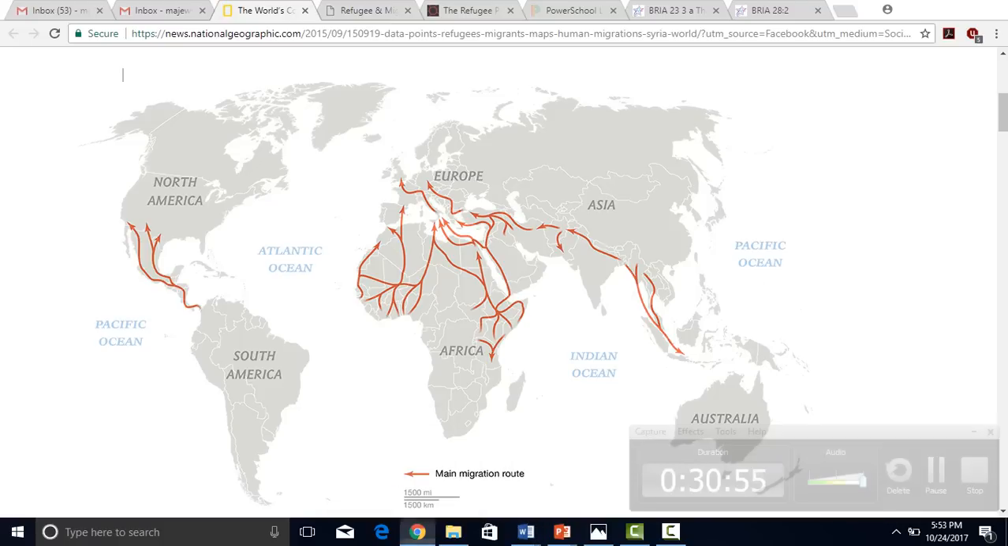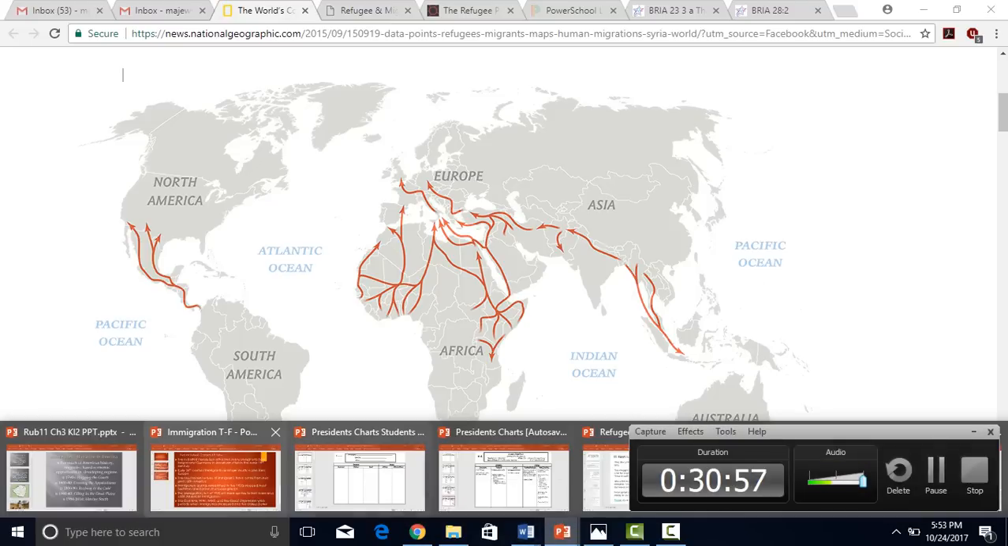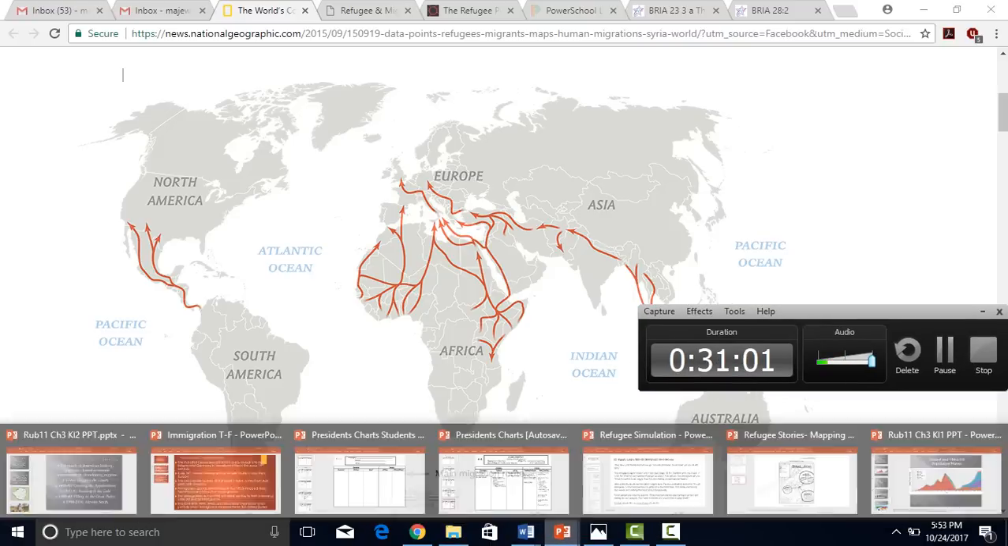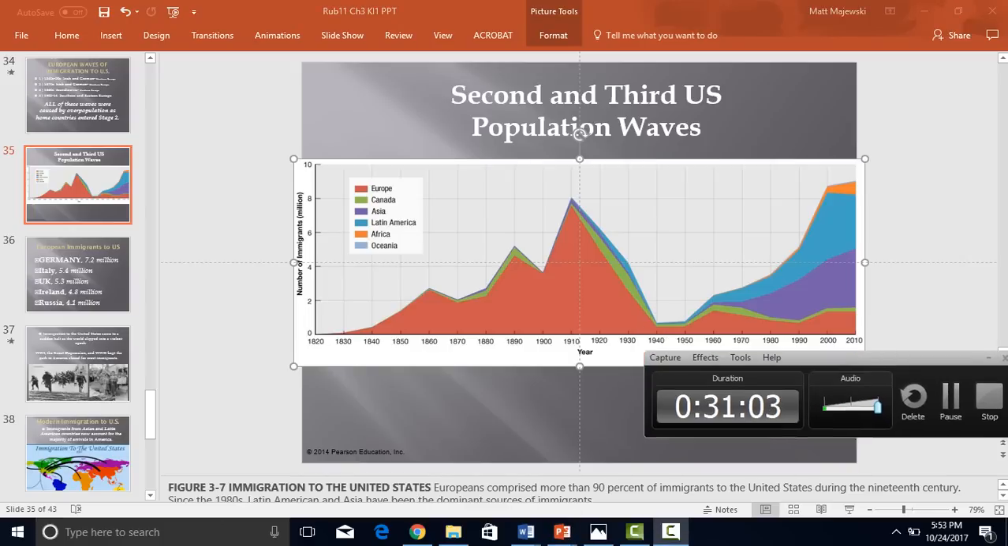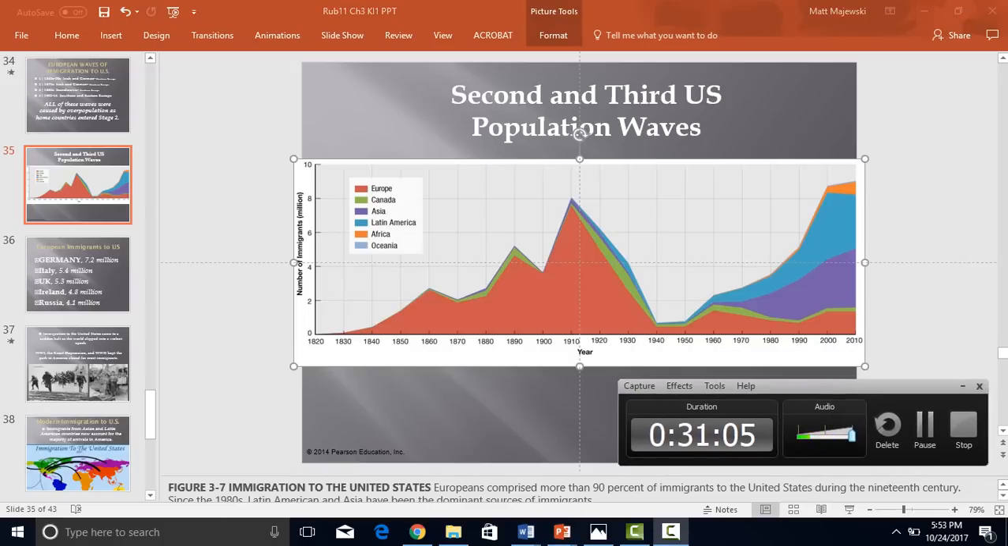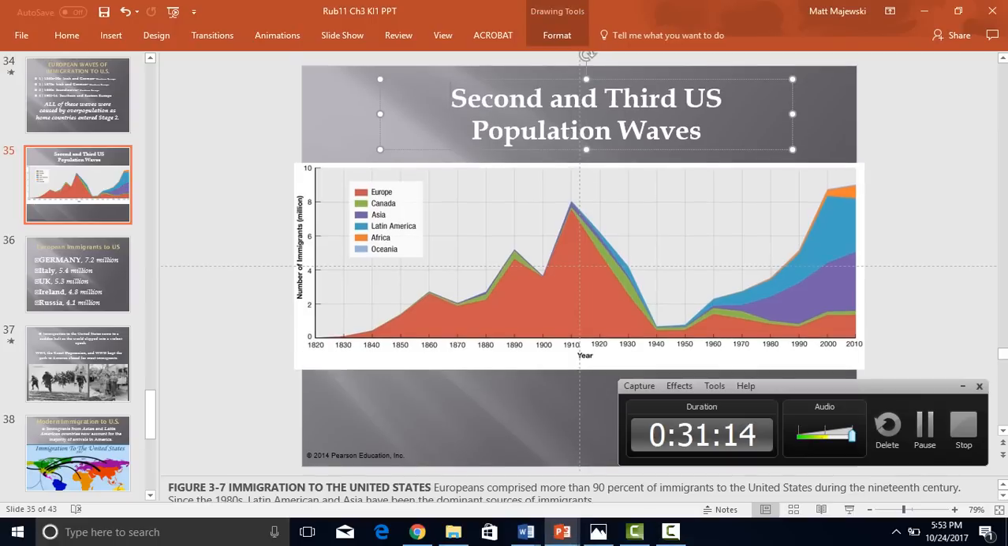Alrighty. Well, let me go to my PowerPoint, and I want to go to this image, if I can ever get there. Here we go. Alright, folks, so this is the slide that I gave to you in class. Now, it's describing the largest waves of population growth, and this is actually kind of erroneous. It's really the first, second, and third U.S. waves.